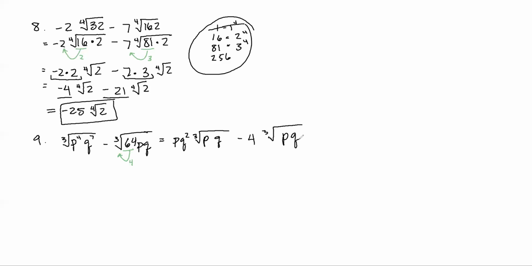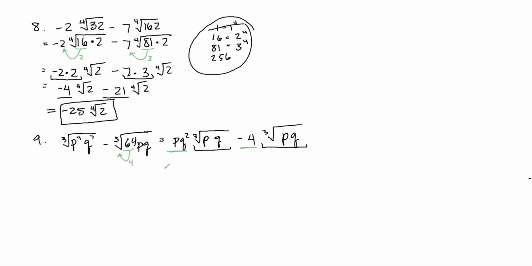Now, this one's going to look a little weird. If you look at both of these terms, they both have a cube root of pq. Combining these two terms is a little weird. Even though we have like radicals here, if you look at the terms in the front, the coefficients, these are not like terms. So it's not like up here where we had numbers that we could just combine.